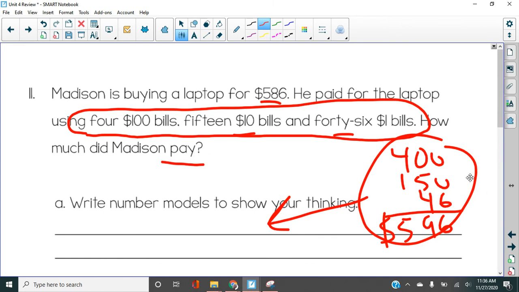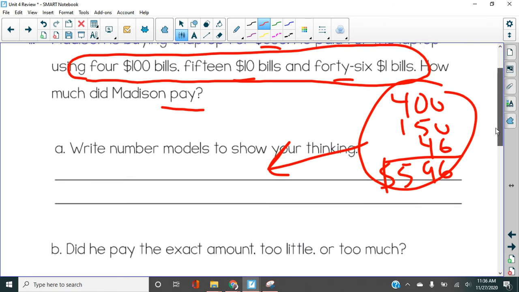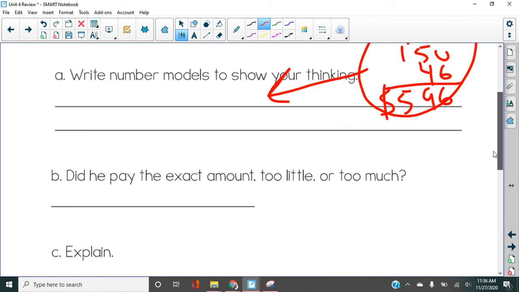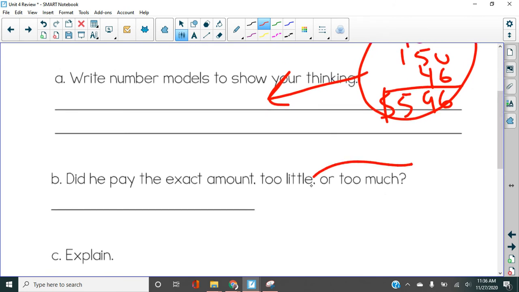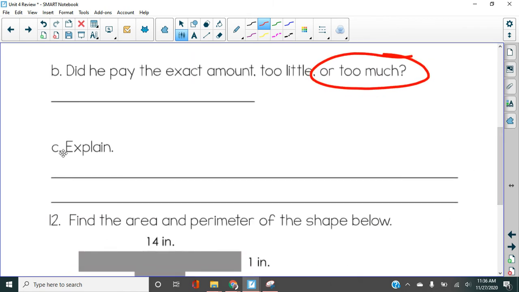How much did Madison pay? Well, he paid $586, but he had $596. So I'm going to guess we have a change here. Question: did he pay the exact amount, too little, or too much? Yep, he has too much. And explain. You can do that.